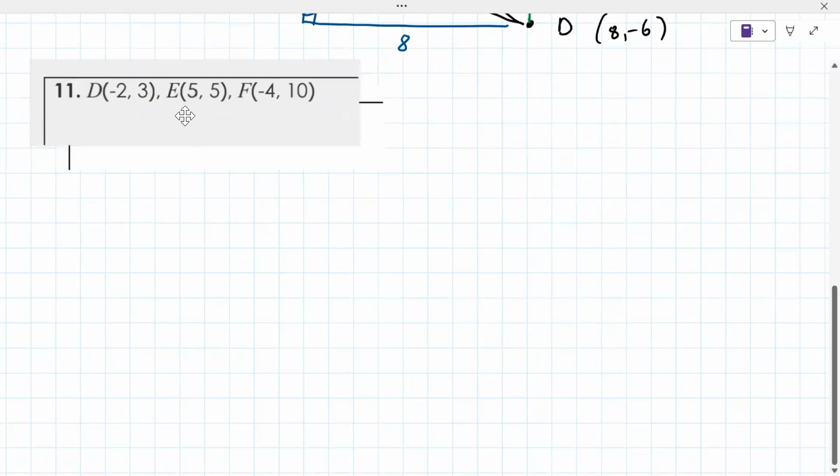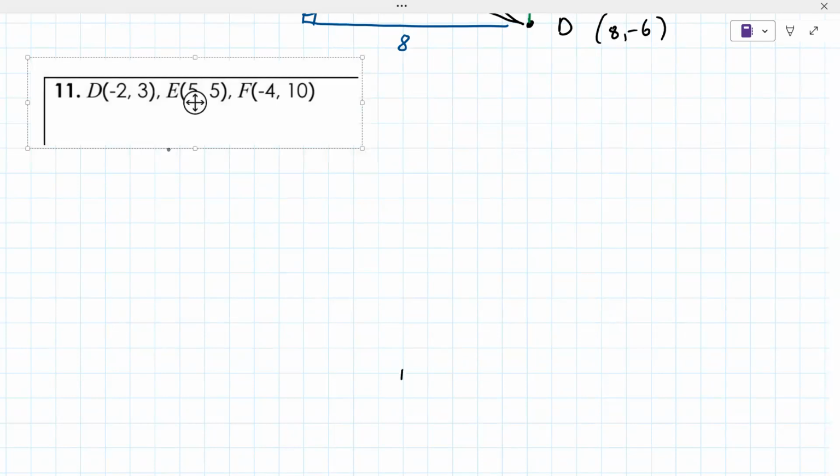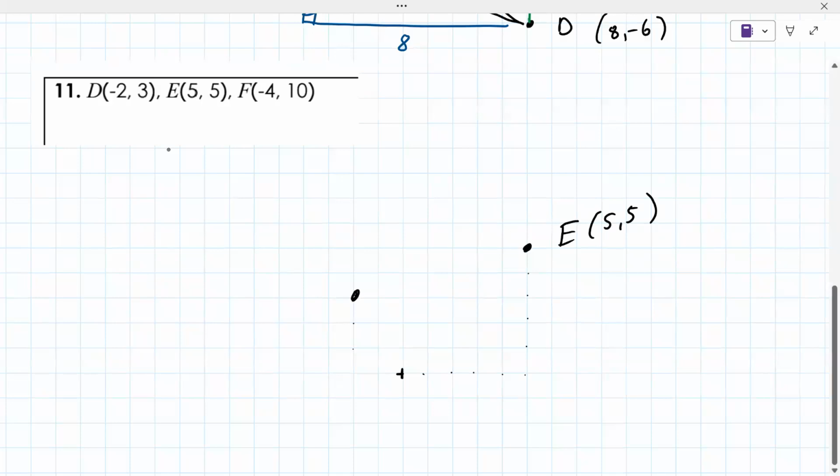Okay, so here's a new problem for us to do that's basically the same. We're going to draw, let's see here, negative 4, 10. So here's our origin. D is negative 2, 3. E is 5, 5. So that's E, 5 comma 5. Negative 2 comma 3, that's D. And then negative 4, 10, counting 1, 2, 3, 4 and then up to 10.